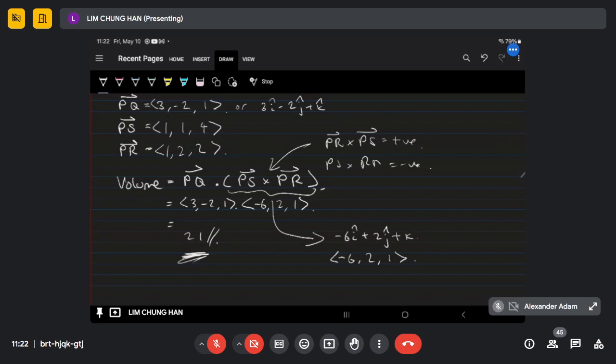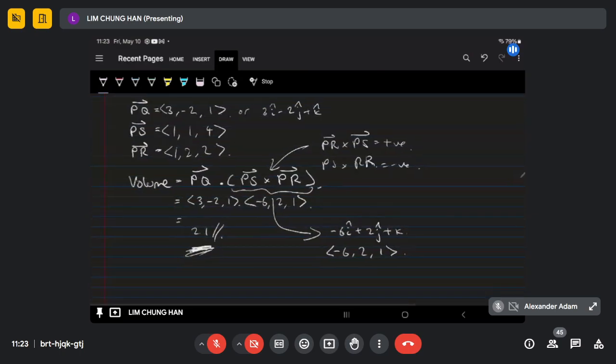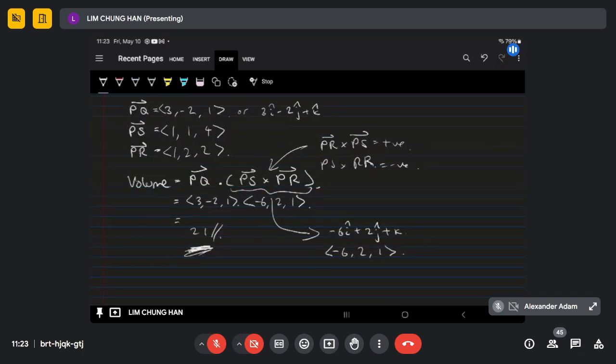Okay, doctor, I forgot to add up all the values. So you got 21, huh? Yes. Okay, good. So if you get 21, then that's good. Those of you who cannot get the answers, make sure you go through this step by step. Make sure you can get the answer.